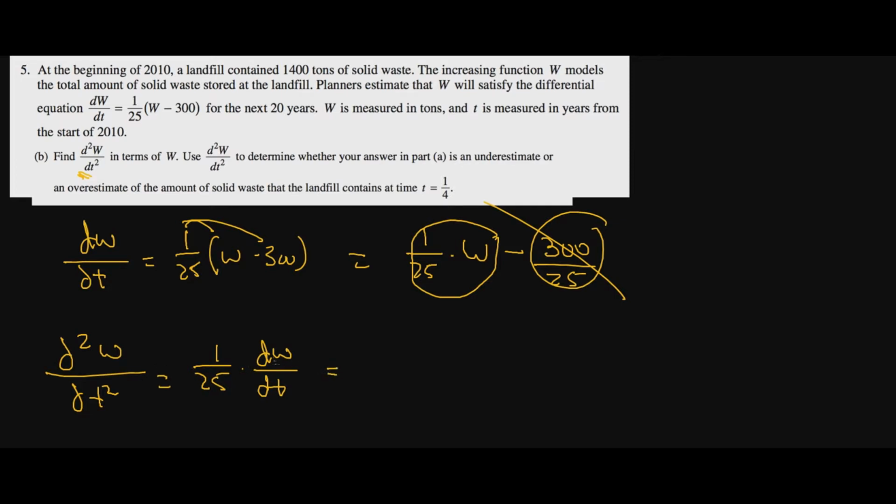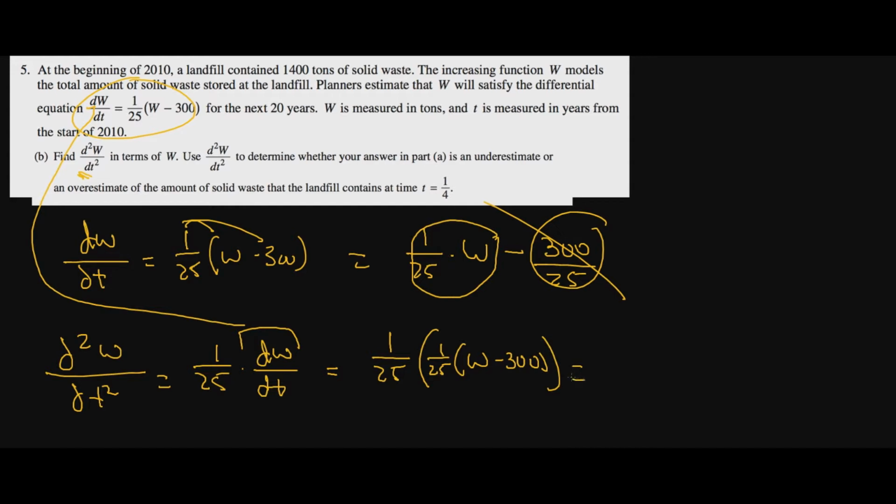Now, do we know what dW/dt is? Well, dW/dt, right, is actually right here. It's given to us. So this is 1 over 25 times (w minus 300). Bam. Right, and now we kind of simplify this through. We get 1 over 625, which is going to be w minus 300 right there. Very good. Now, we found our second derivative.